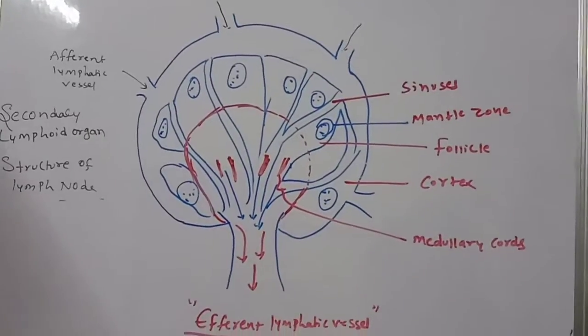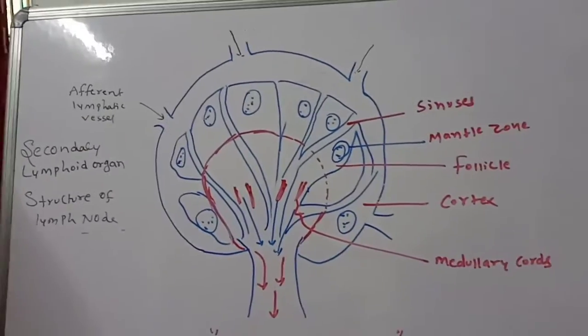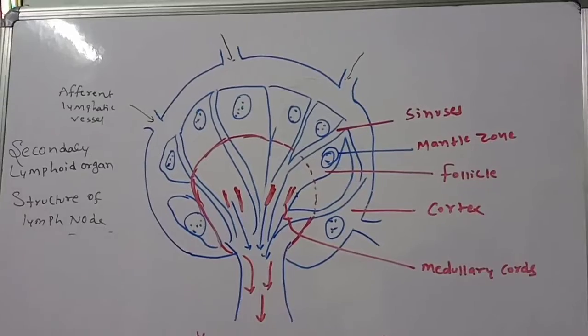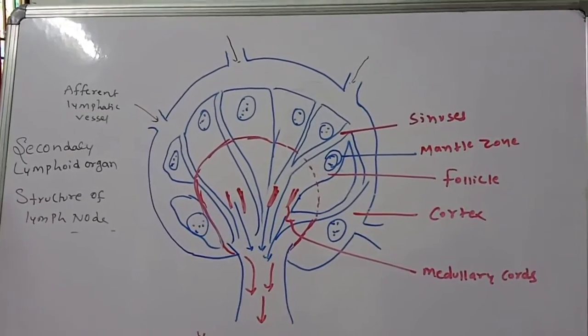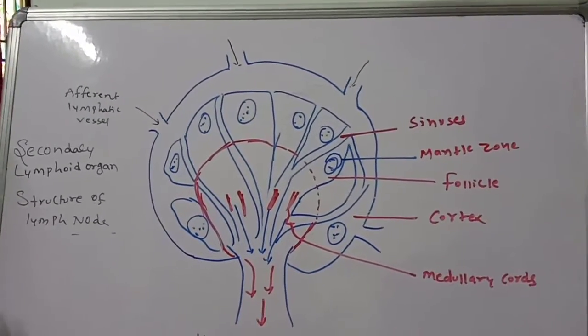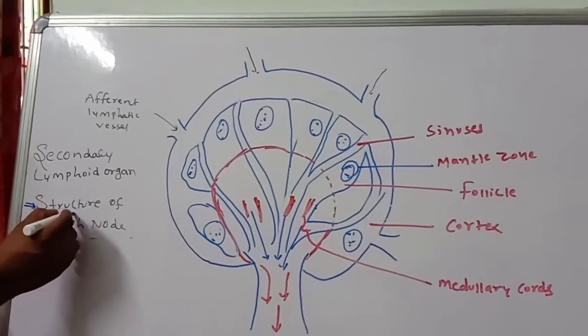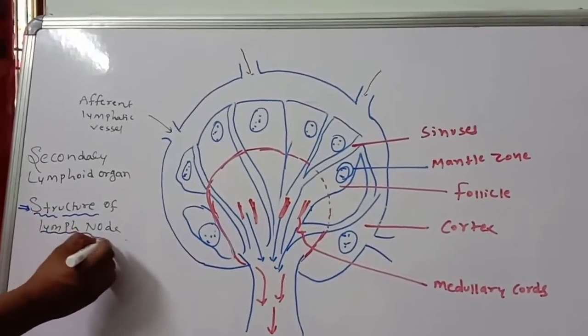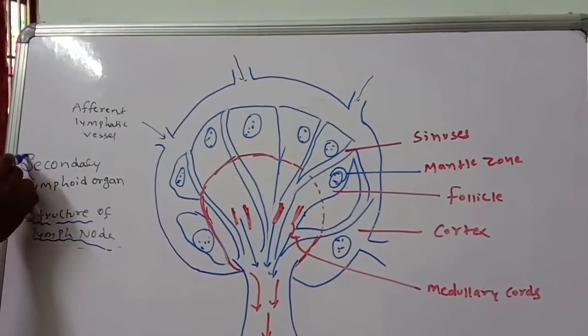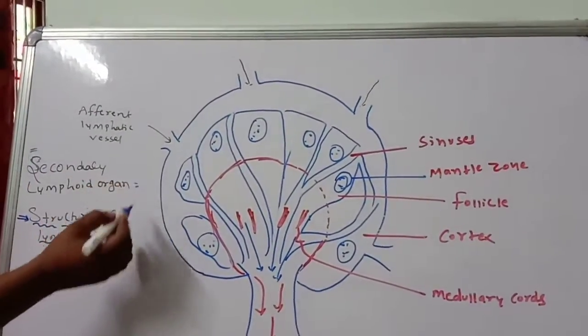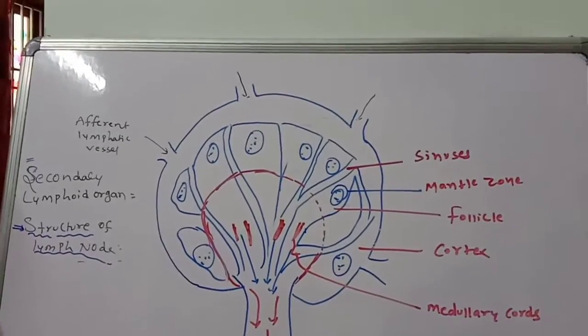Okay, good morning, children. Yesterday we discussed the complete lymph node theory part. So today we are discussing the structure of the lymph node. It is a secondary lymphoid organ. What is called the structure of lymph node?